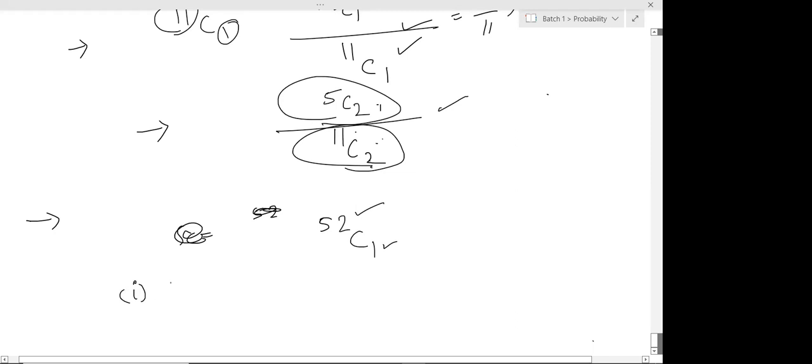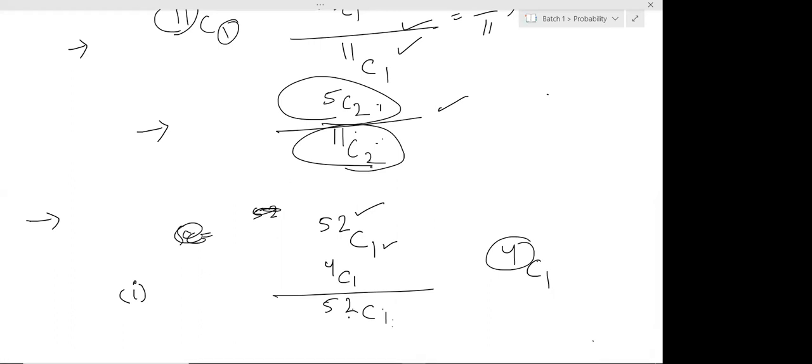Now in the first part, they are saying this has to be an ace. All right, ace. So there are four aces. If you have to select at random one card out of 52 cards, what you want is an ace. So you want one ace out of four. Right? There are four aces. You want that to be an ace. So 4C1. If you have to choose one card out of 52, so 52C1. Clear, Gautam? Yes, sir. Okay, Abdul, Arsalan.